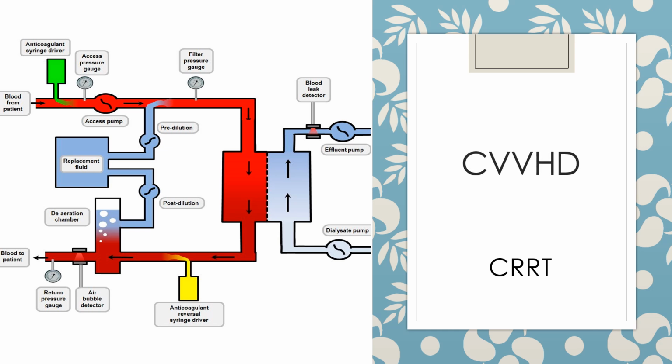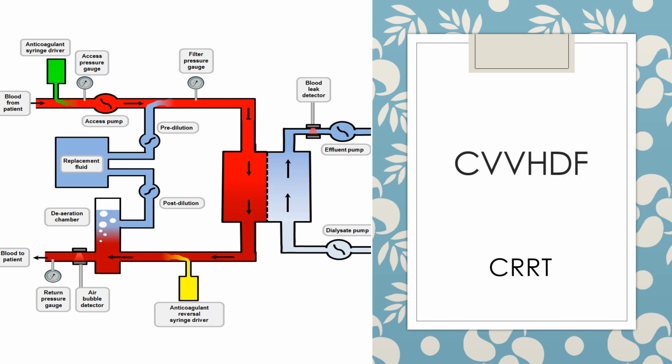In continuous veno-venous hemodialysis, as solute clearance is only diffusive, dialysate fluid is required. Unlike in CVVH, since there is no convective clearance, replacement fluid is not required, hence the replacement fluid pump is not in use. Here you can see the movement of blood and dialysate fluid across the semi-permeable membrane is in opposite direction to each other.